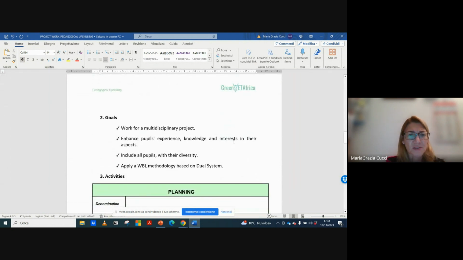What are your goals? To work for a multidisciplinary project, of course. It cannot be different. As we always say, the dual project is not something that is related only to technical subjects, but to all subjects. It has to be multidisciplinary.